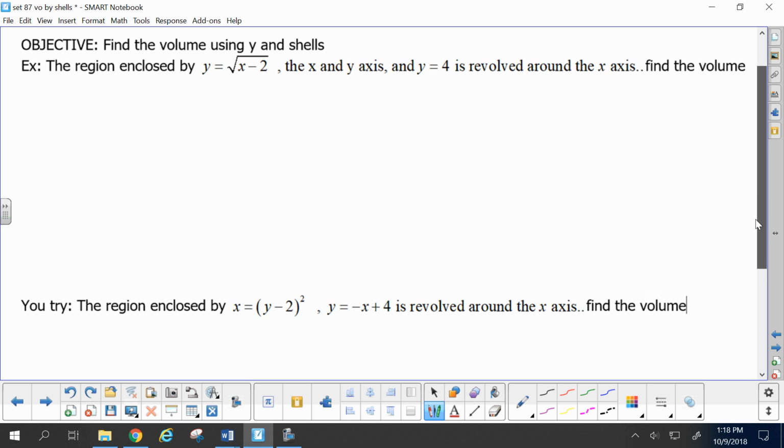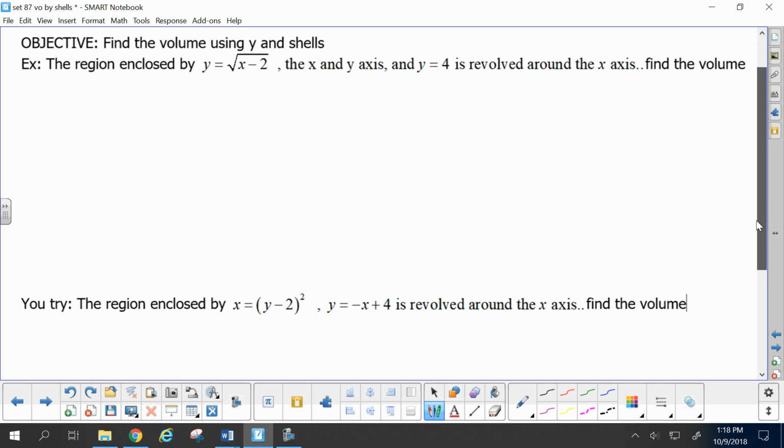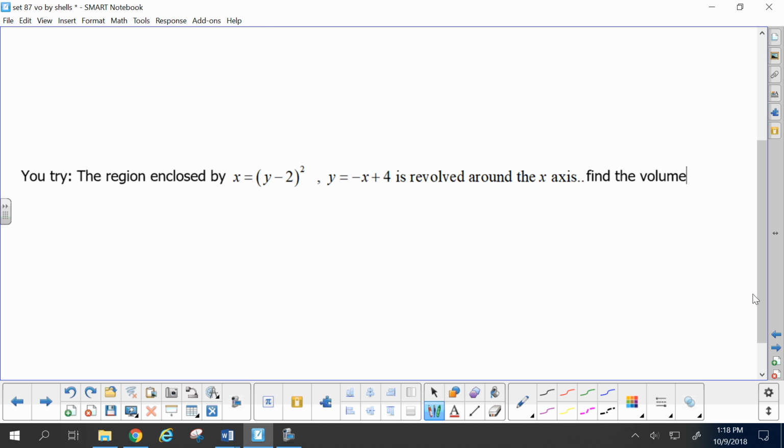Let's skip this in the interest of time, and let's try this one together. This one is pretty rough. All right. So x equals y minus 2 squared. What kind of graph is it? Is it a parabola opening up and down or side to side? Side to side. Shifted how?